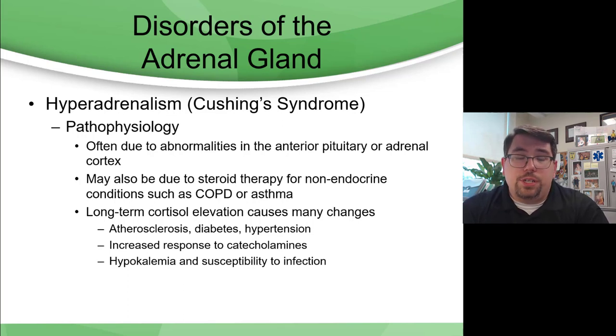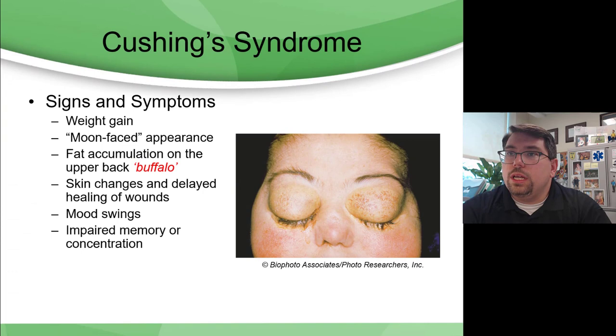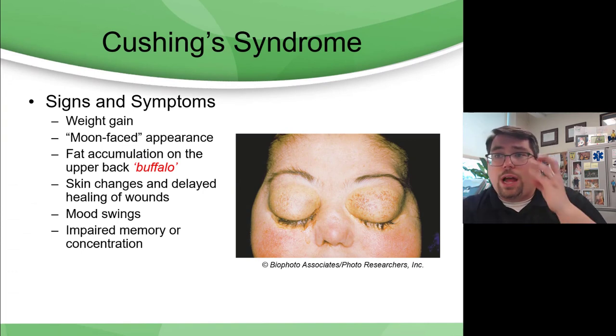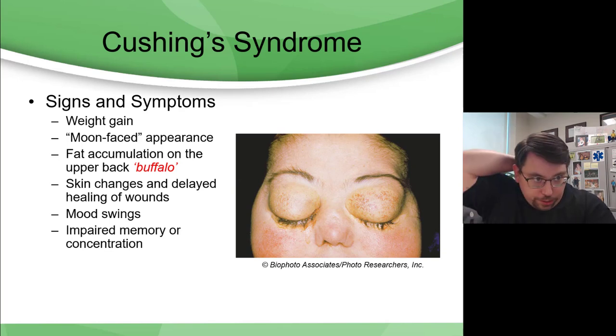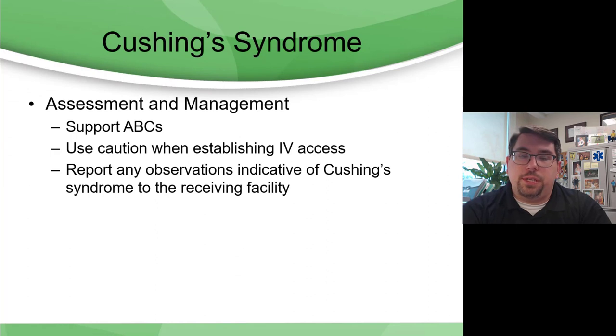We see a lot of different changes: atherosclerosis, diabetes, hypertension, increased response to the body's release of catecholamines, and then things like hypokalemia, low blood potassium levels, and being very much more susceptible to infection. For Cushing's, you're going to see weight gain. You're going to see a very moon-shaped face, very rounded in appearance. They oftentimes will get a buffalo fat pad on the back of their neck. They'll have mood swings, impaired memory, and impaired concentration, but you should be able to tell that there's some type of history associated with it.